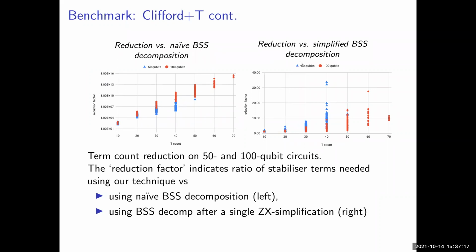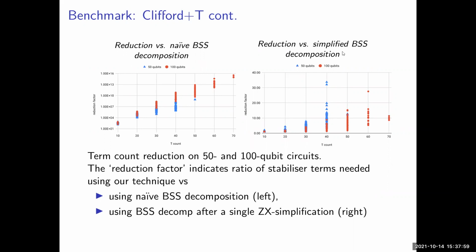But a more realistic or more interesting metric is what happens if we take our circuit and do an initial T-count optimization pass. So we just do what essentially is a circuit optimization algorithm to reduce the T-count, and then we do the naive decomposition. By the way, I call this a BSS decomposition. This stands for Bravyi, Smith, Smolin. Sorry, I forgot the third name. It's the original people that came up with the decomposition. Thank you.